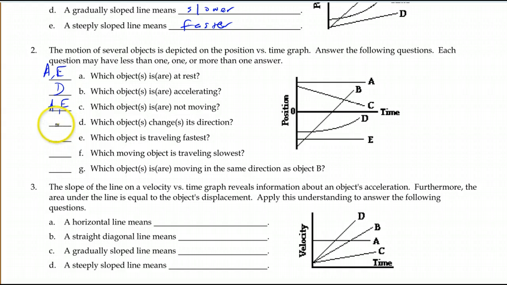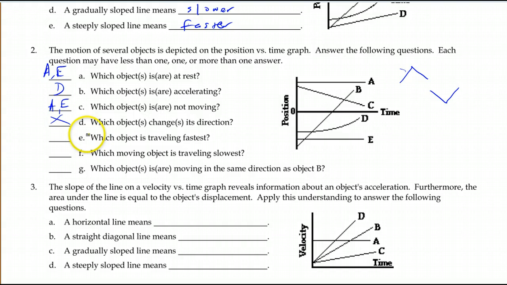Changes of direction would be indicated by a change of slope. So something along the lines of a positive slope to a negative slope, or a negative slope to a positive slope. In this case, that's a constant slope, that's a constant slope, that's a constant slope. This slope is showing us speeding up or slowing down, but it's not showing us that we're moving in a different direction. So in this case, it would be none of the above.